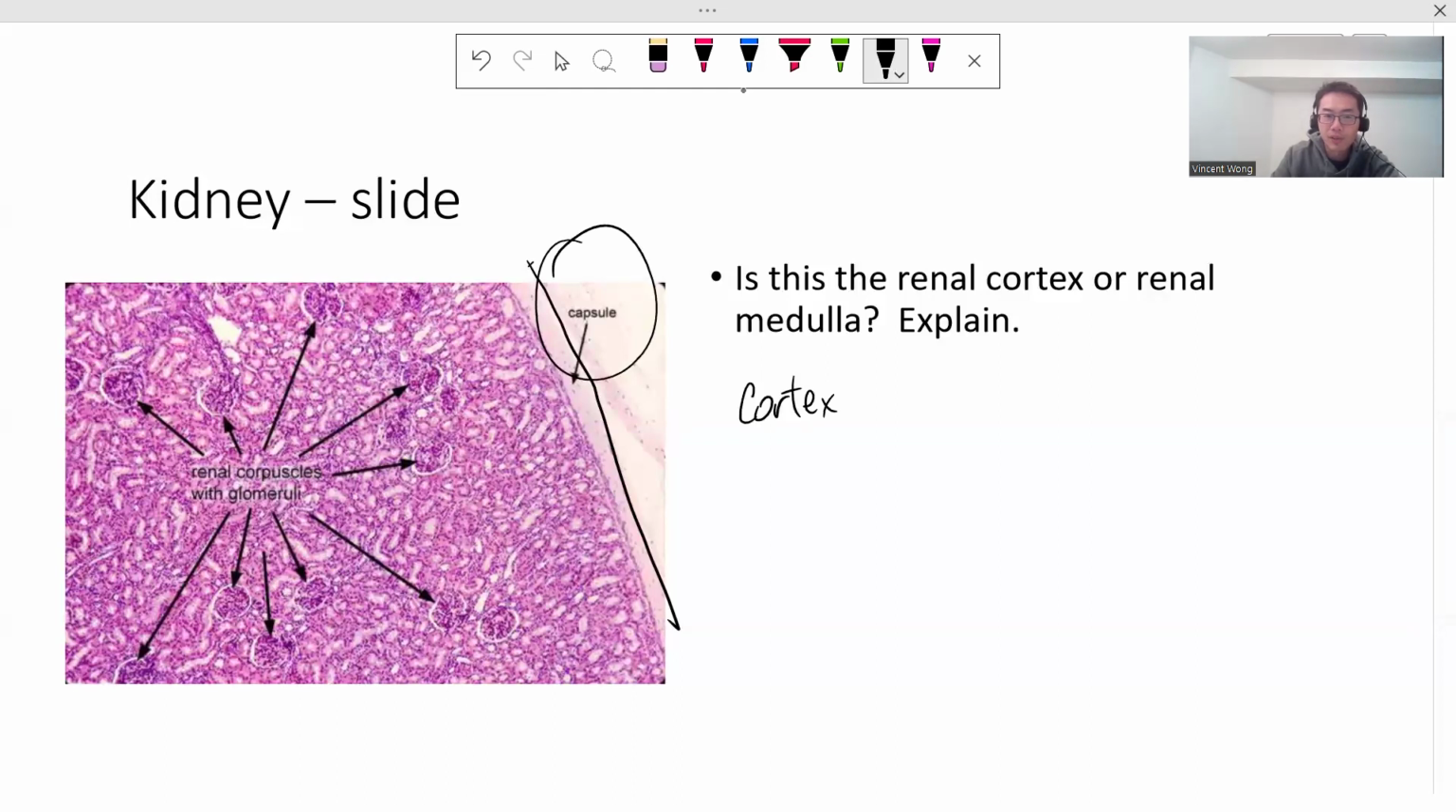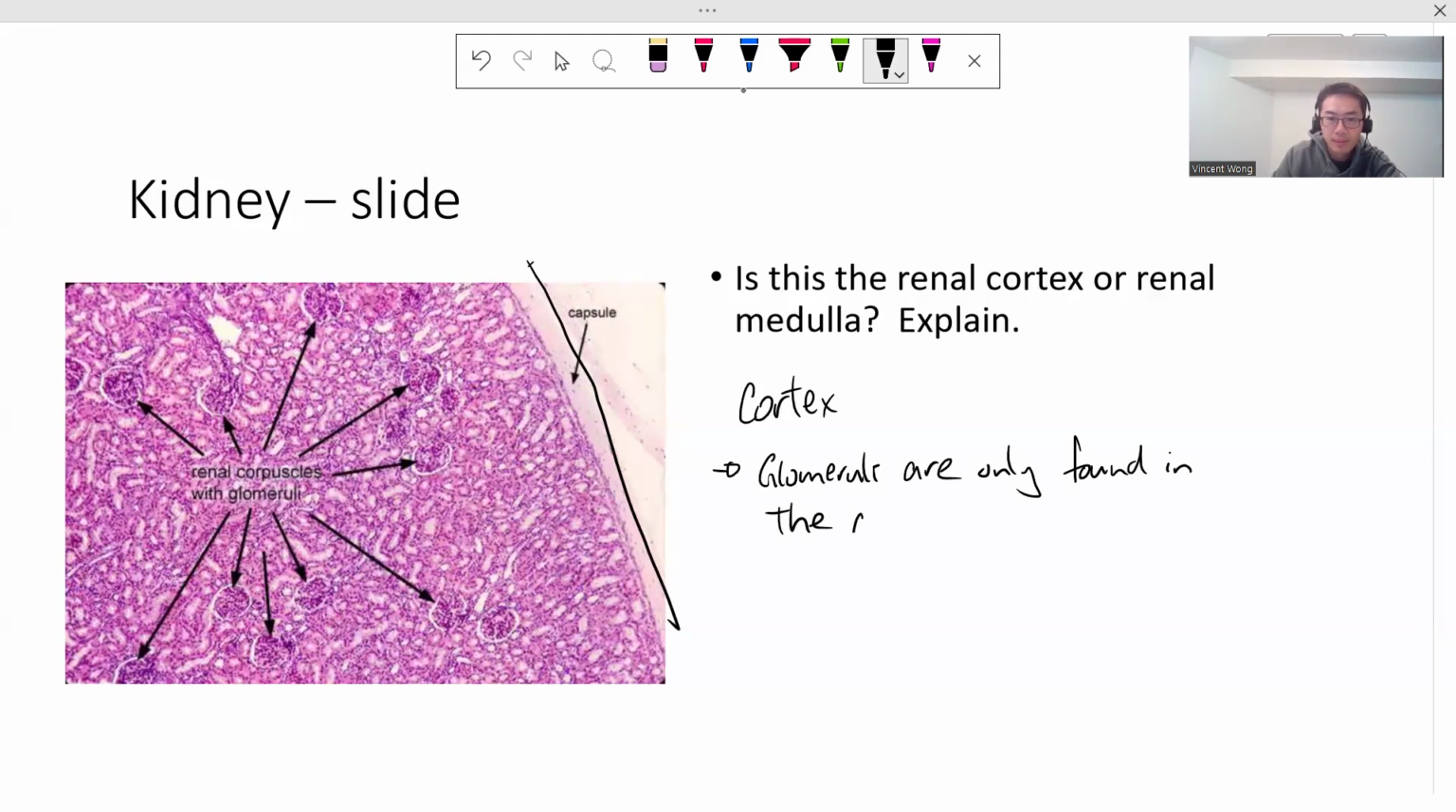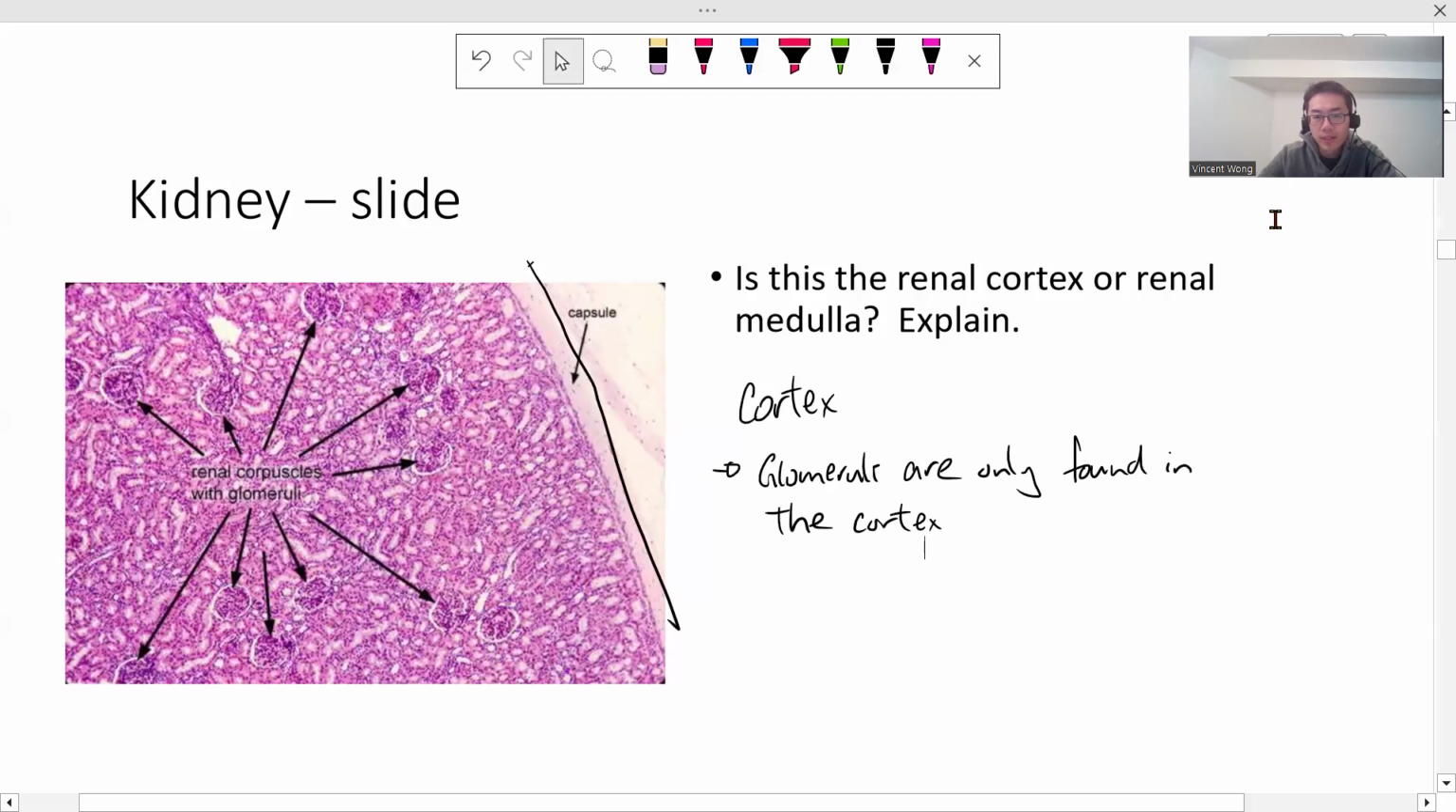First of all, it's close to the surface, close to the capsule, but more importantly, glomeruli, I guess the plural, are only found in the cortex. Okay, remember it's like the loop of Henle goes deep into the medulla, right? But then the glomerulus is outside. It's in the cortex. Okay, that's it for the kidneys.